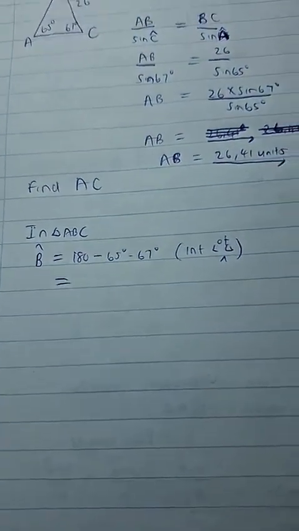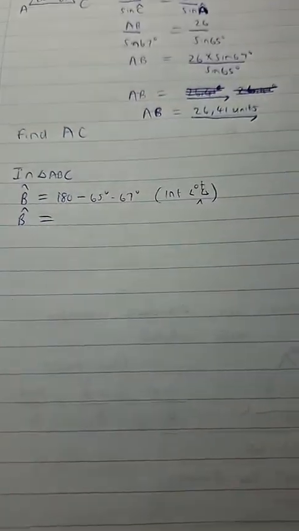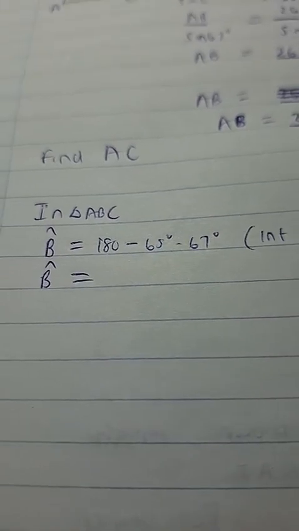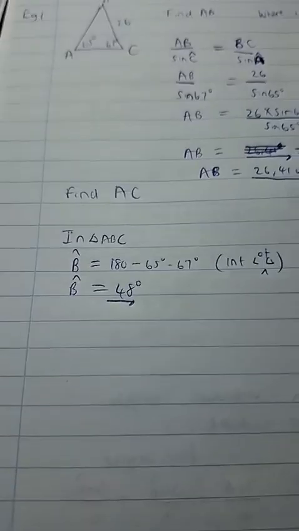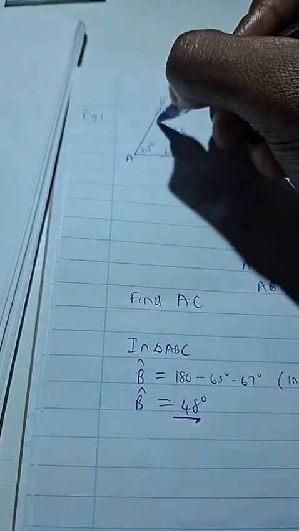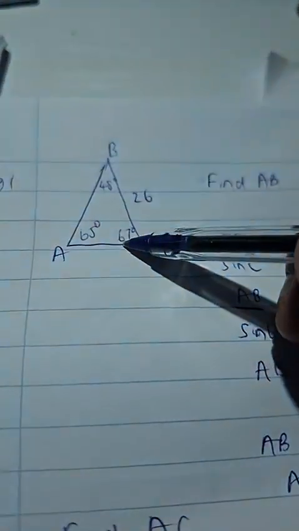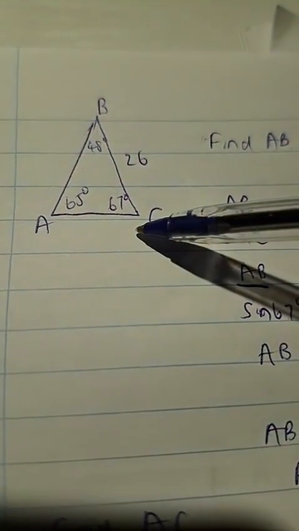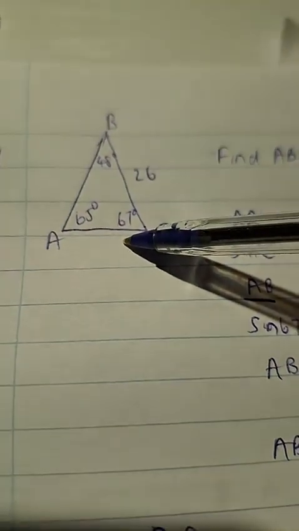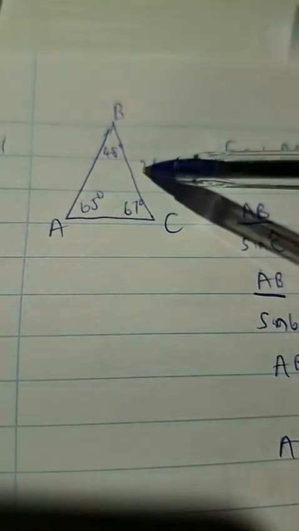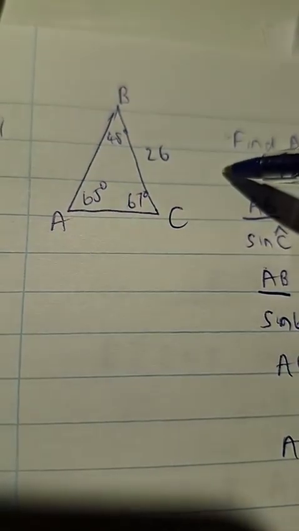So what's 180 minus 65 minus 67? What does that give us for angle B? Angle B is equal to 48 degrees. Having now 48 degrees, we can fill in our diagram. Do we have enough information to find AC? Do you see the angle? It's there for our unknown side that we want. Then we do have an angle and a side that is given, which will help us with our second fraction.